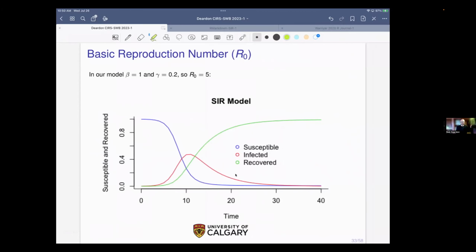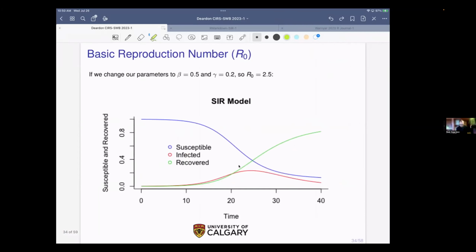Well, it's here now, right? So here's a couple of examples. If I had a situation where beta equals 1, gamma equals 0.2, so my R naught equals 5, I get a curve here that looks like this. I've done this on the proportion scale over here. So that's the proportion of the population susceptible, infected, or removed. If I halve my transmission rate, but I keep the removal rate the same, my R naught goes down by half as well, 2.5.